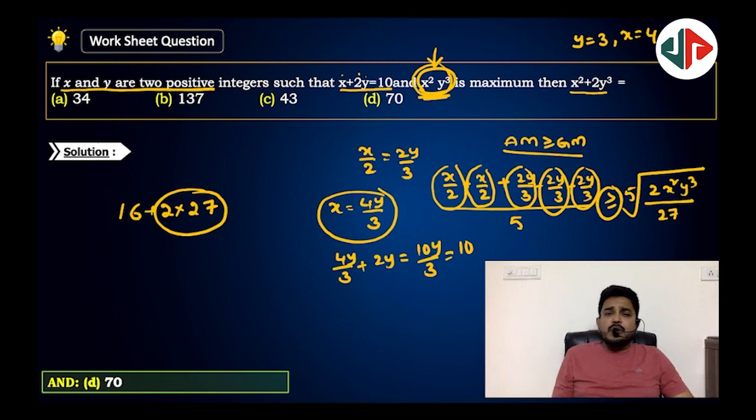And one more thing is, when the product is maximum, terms must be equal. When the sum is minimum, terms must be equal to each other.